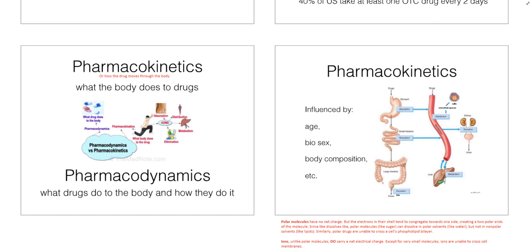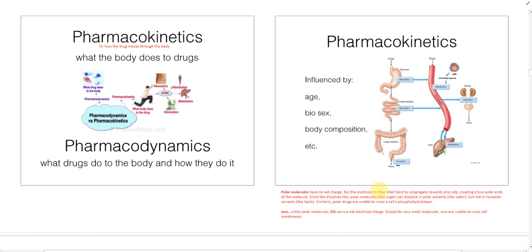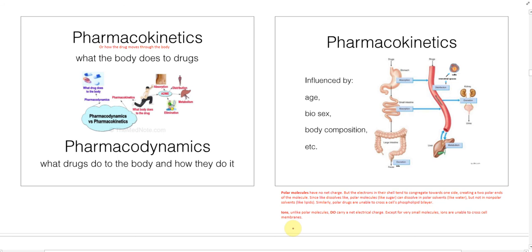And pharmacokinetics are going to be influenced by things such as age, a person's sex, their body composition, whether they have a lot of fat or very little fat, a lot of muscle, very little muscle. And a couple things to keep in mind here. These are little extras, but they seem to help me understand things better.